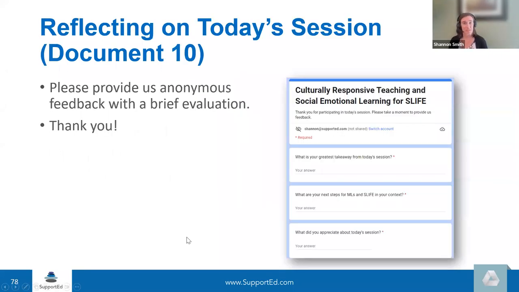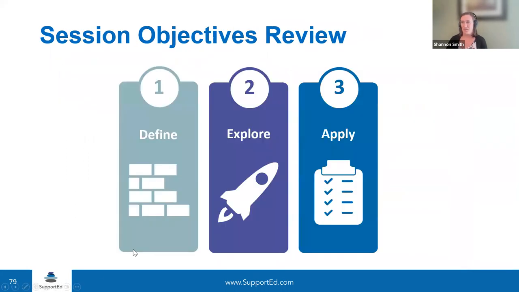The last thing we're going to ask you to do today is to give us some feedback with a brief evaluation. We thank you for taking time out and having some good discussions today in the chat and in the breakout rooms. We really wanted to help define SLIFE and their characteristics, explore strategies and tools for creating a culturally responsive school climate that includes social emotional practices, and apply those tools and strategies to your world.